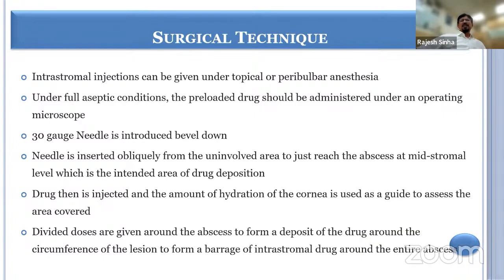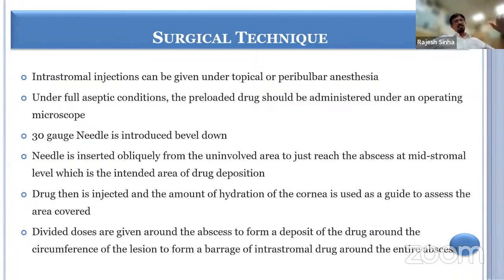Under full aseptic condition, the preloaded drug is administered in an operation theater under the operating microscope. You use a 30 gauge needle. It is introduced bevel down. The needle is inserted obliquely from an uninvolved area, and you reach the edge of the infiltrate, and then you inject.